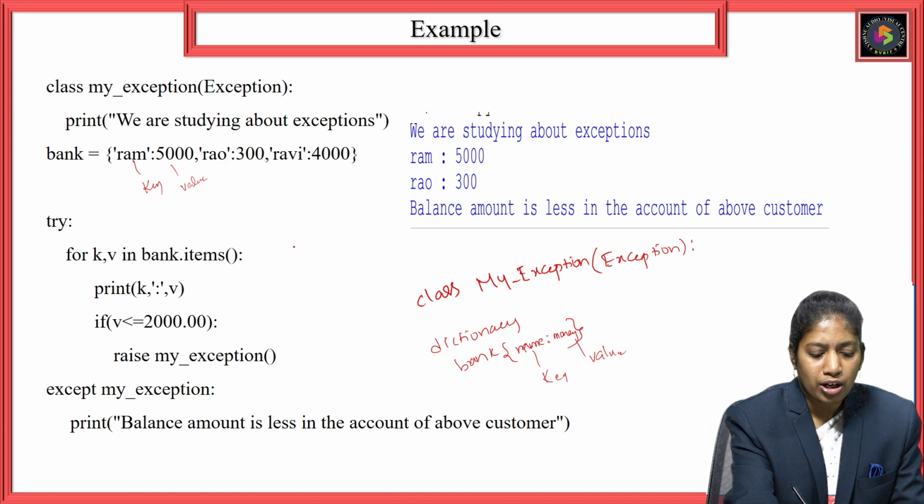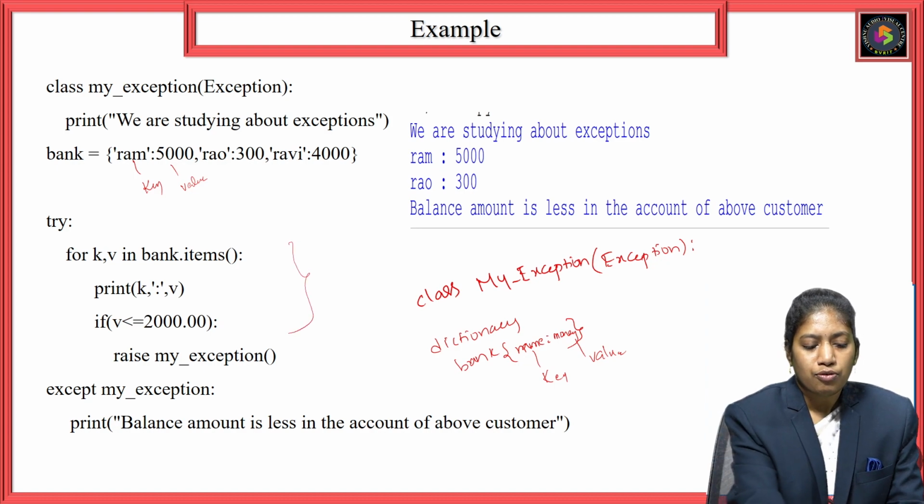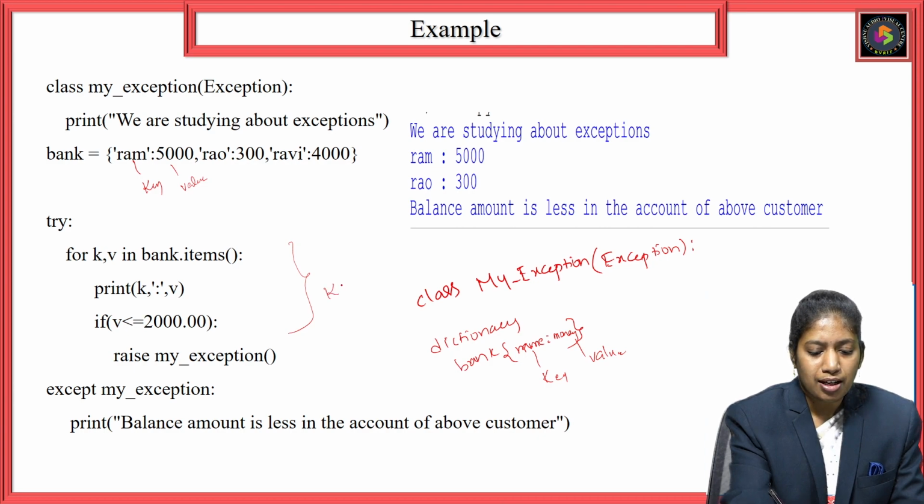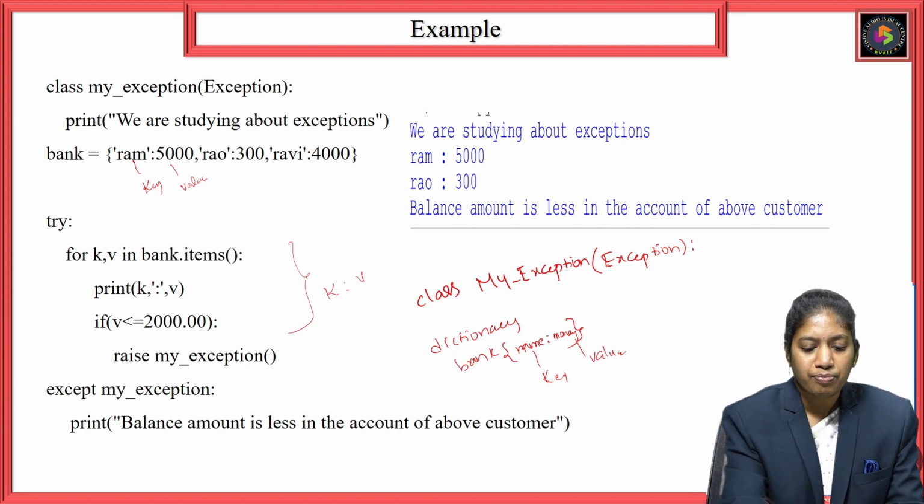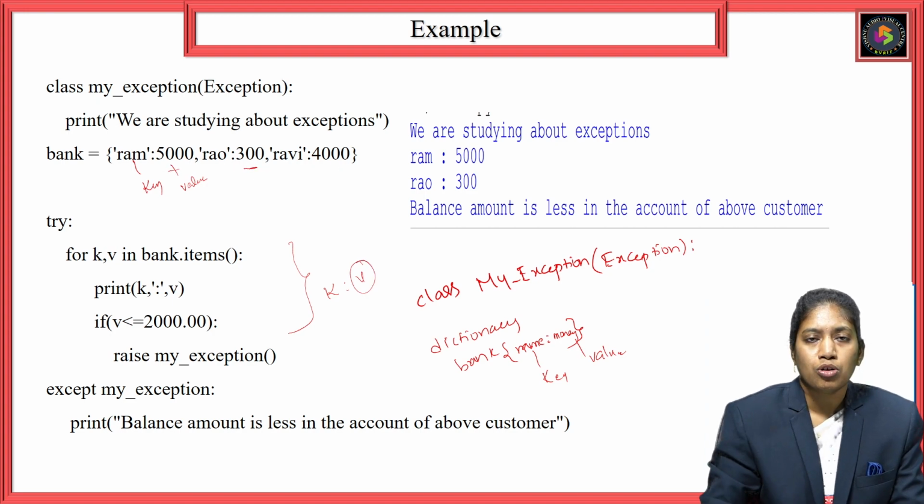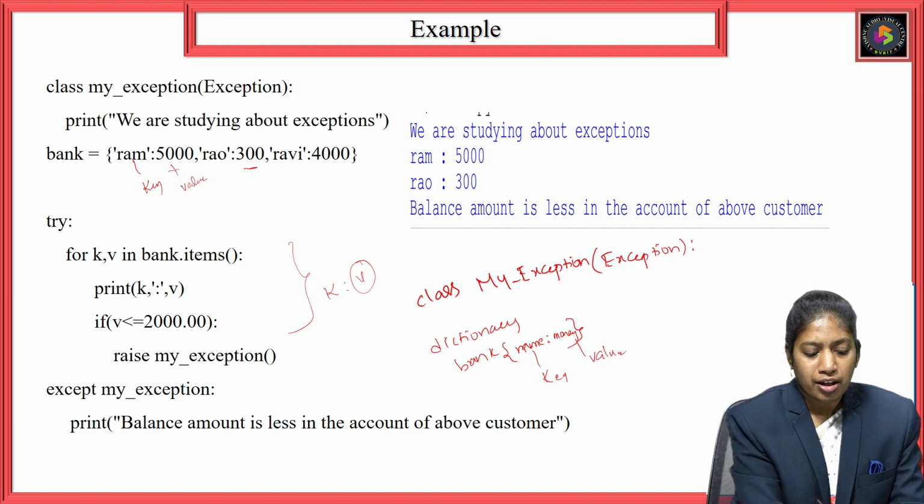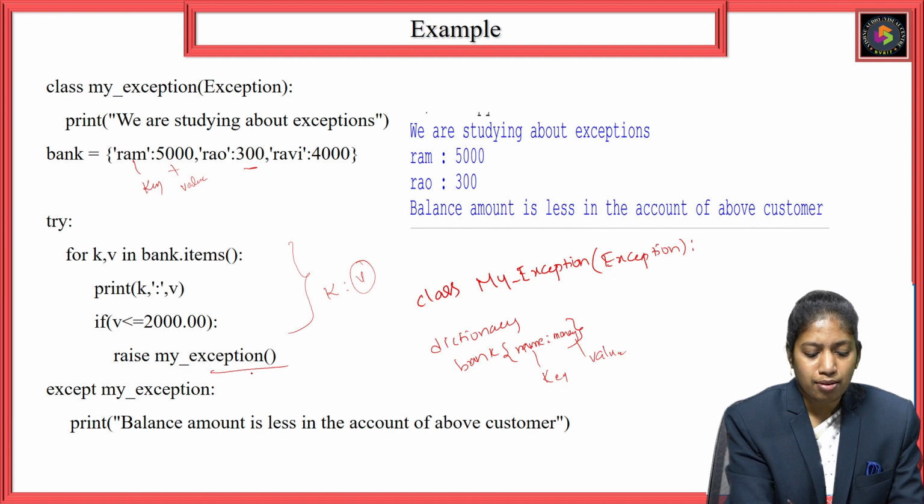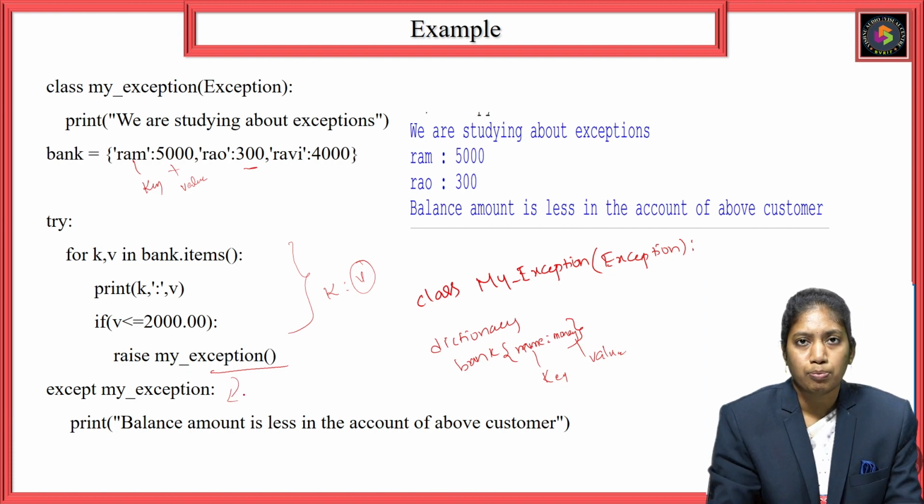So those risky code I have written in a try block. For k, v in bank.items print. So I need to print keys and values in this format. If the values are less than 2,000, whose value is less than 2,000, raise my exception. If I am doing this raise my exception, they should have a corresponding except block.